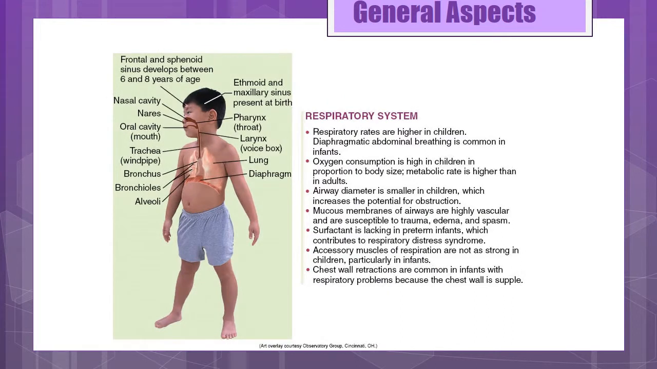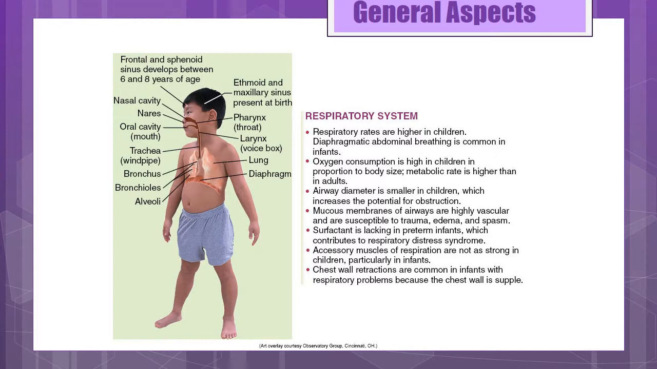When you look at the general aspects of the respiratory system of the pediatric patient, respiratory rates are higher in children. Diaphragmatic abdominal breathing is also common in infants. Oxygen consumption is high in children in proportion to body size. Metabolic rate is higher than in adults. The airway diameter is smaller in children, which increases the potential for obstruction. Mucous membranes of the airways are highly vascular and are susceptible to trauma, edema, and spasms.